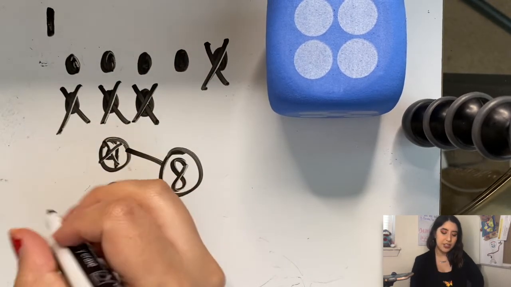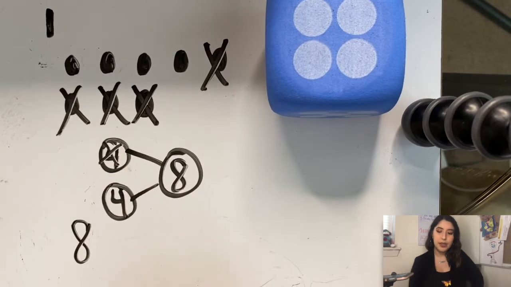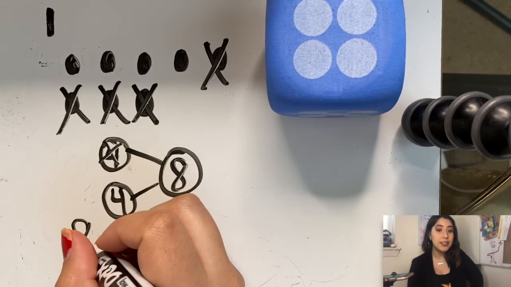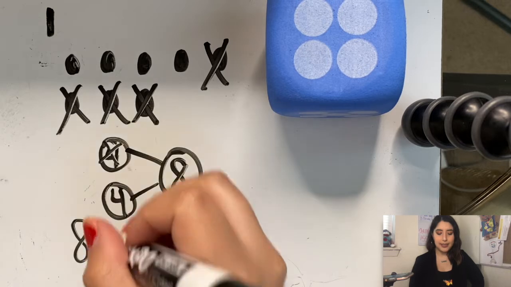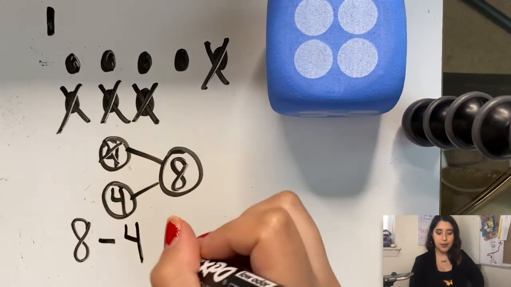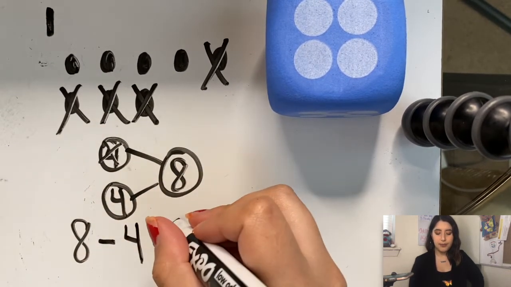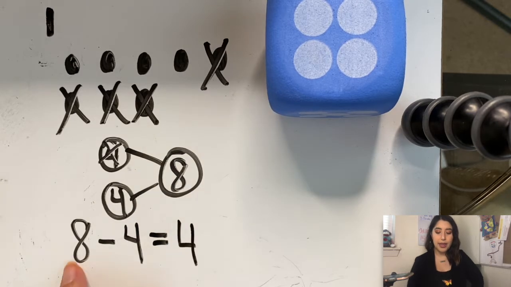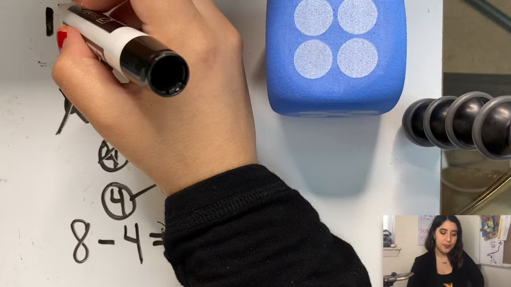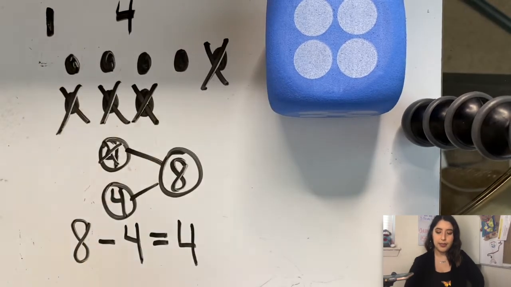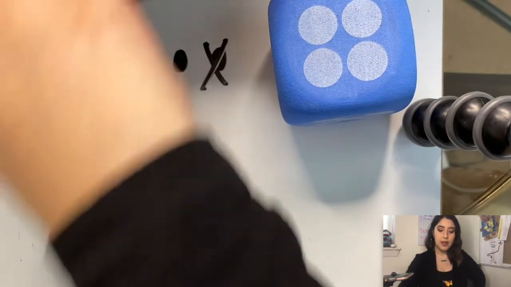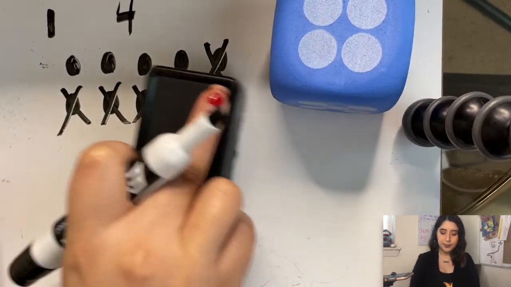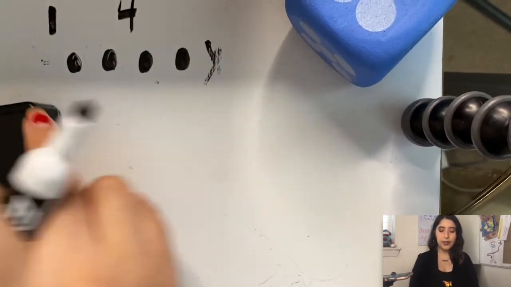Now let's write our subtraction sentence. We always start with our whole. What symbol do we always use when we're subtracting, when we're taking away? Minus what number? 4 equals what number? 4. 8 minus 4 equals 4. Say that. 8 minus 4 equals 4. Let's add that to our list. And let's erase. Starting over.